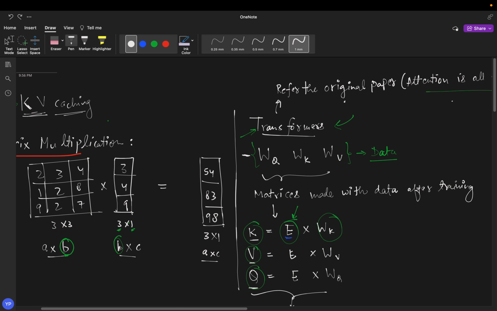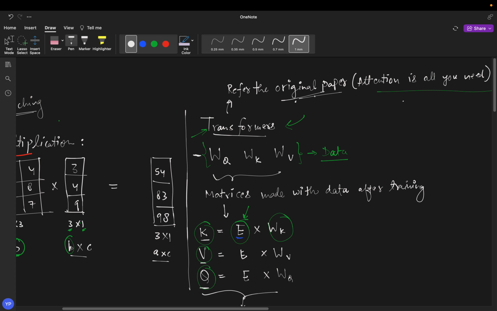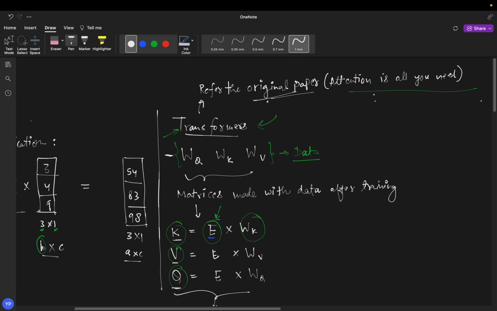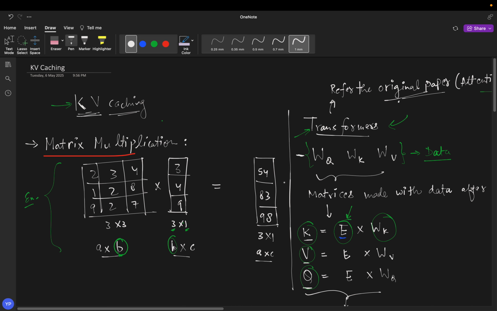Basics of how text is generated. Maybe refer to or skim through the paper Attention Is All You Need, and you'll get to know about these matrices, WQ, WK, and WV. Right, a good bit of introduction should be good enough for you to understand KV caching.